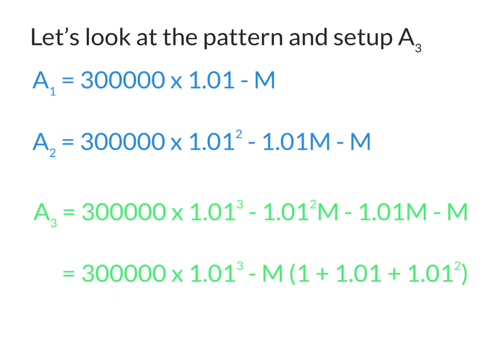So if we look at a pattern, A1 was 300,000 times 1.01, A2 was 300,000 times 1.01 squared, so A3 will be 300,000 times 1.01 cubed. The monthly subtraction, A1 was minus M, A2 was minus 1.01 M minus M, so A3 is going to be minus 1.01 squared M minus 1.01 M minus M. And if I factorise those last three terms and take minus M out the front, I get 1 plus 1.01 plus 1.01 squared.